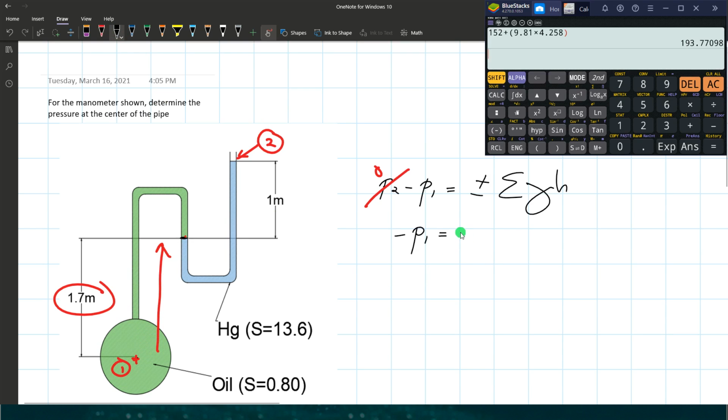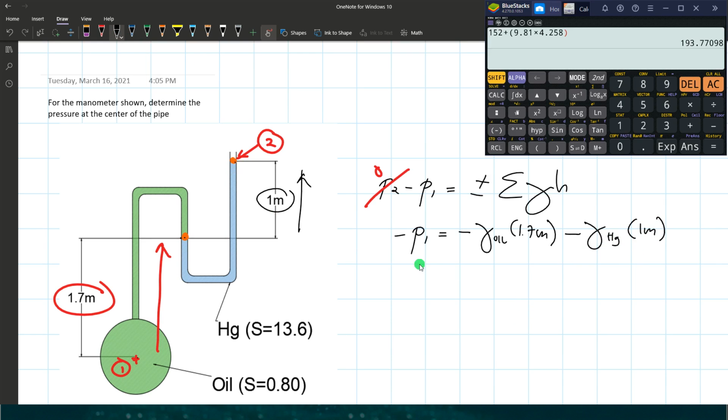So we have a negative sign for the product of the unit weight of oil and the h, which is 1.7 meters. The next one is the mercury. Mercury starts at this point and ends at that point. So we have a vertical distance of 1 meter and the direction is going upward, from start to end. So going up is also negative. So negative unit weight of mercury times h, which is 1 meter.